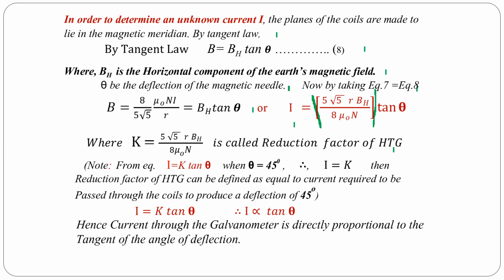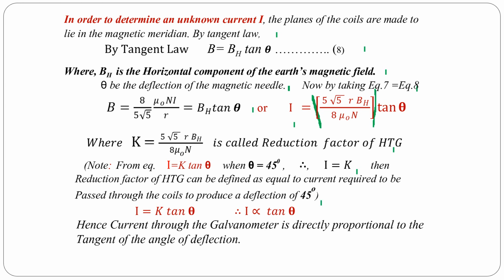Now to define the reduction factor of the Helmholtz tangent galvanometer, we put the condition theta is equal to 45 degrees. Then tan theta is equal to 1. Therefore we can write I is equal to K here. Then we can define the reduction factor of HTG as the current required to be passed through the coils to produce a deflection of 45 degrees.